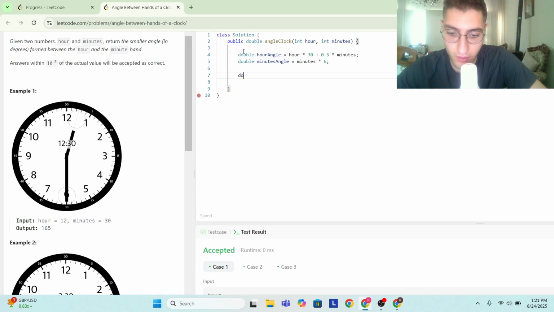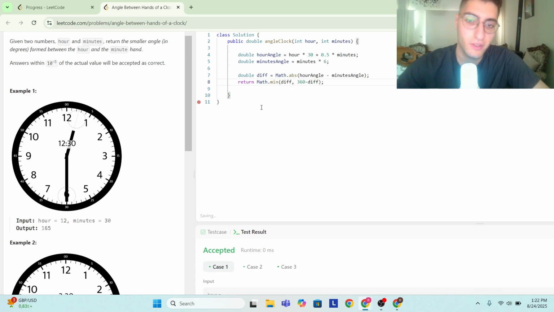Now the angle between them is actually going to be the difference between the two. And remember, we want Math.abs because we don't care if it's positive or negative: hour angle minus minutes angle. But one more thing we need to consider is the fact that we want to return the smallest angle between the two. And I'll give you an example of what I mean. So, Math.min between difference and 360 minus difference.